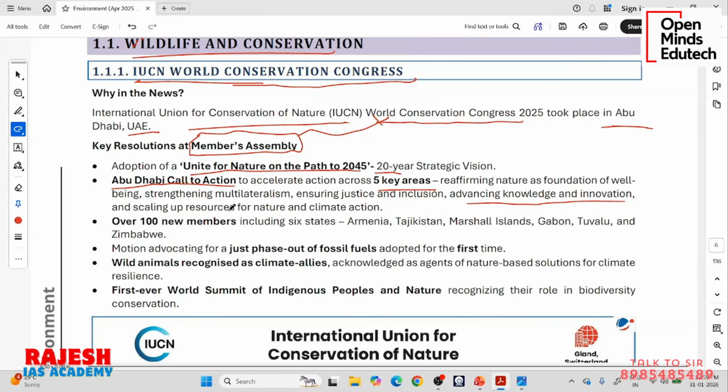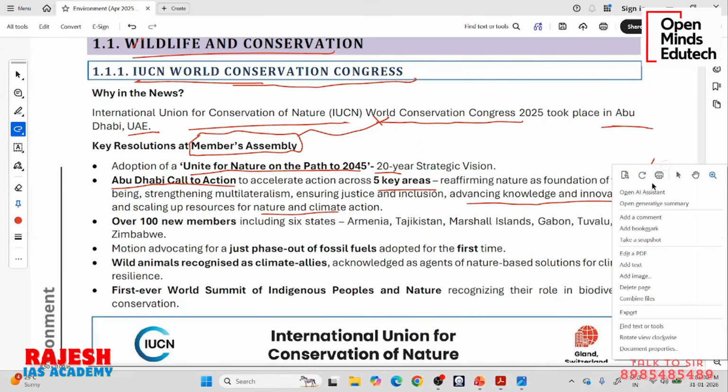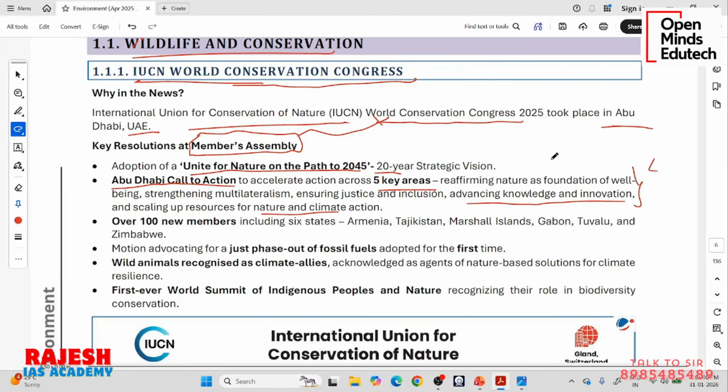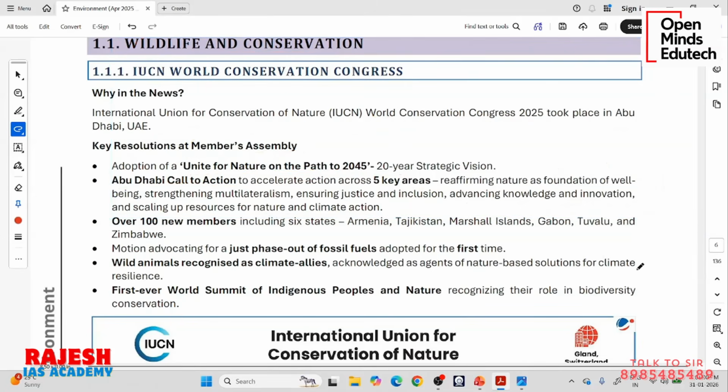Advancing knowledge and innovation, and scaling up resources for nature and climate action, increasing the resources. You can see here they are mixing conservation, climate action and social justice.